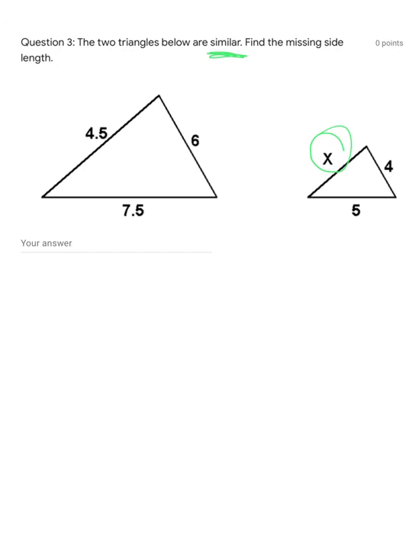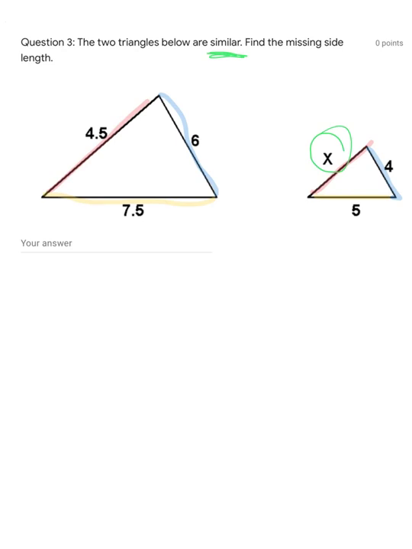So it looks like we have a set of corresponding sides here. We have a set of corresponding sides here. And last but not least, we have a set of corresponding sides at the bottom of those triangles. Okay, we just need two ratios. So let's set up two ratios.